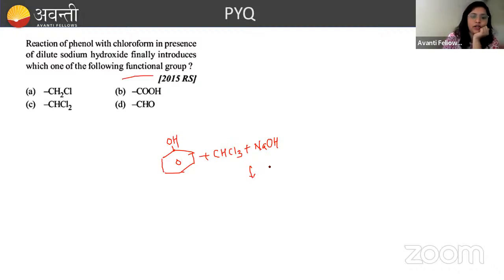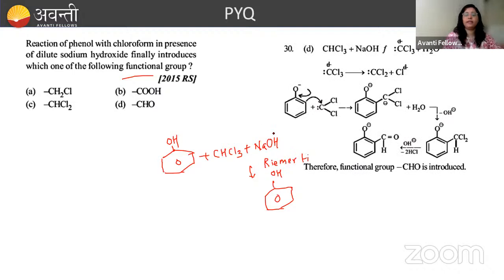और कौन सा functional group वो introduce करते compound में? Yes, you have to give me the answer. OH is as it is. There will be production of, yes Sushant, very good. This is what? Reimer-Tiemann reaction. Reimer-Tiemann reaction. Okay, this is what Reimer-Tiemann reaction.